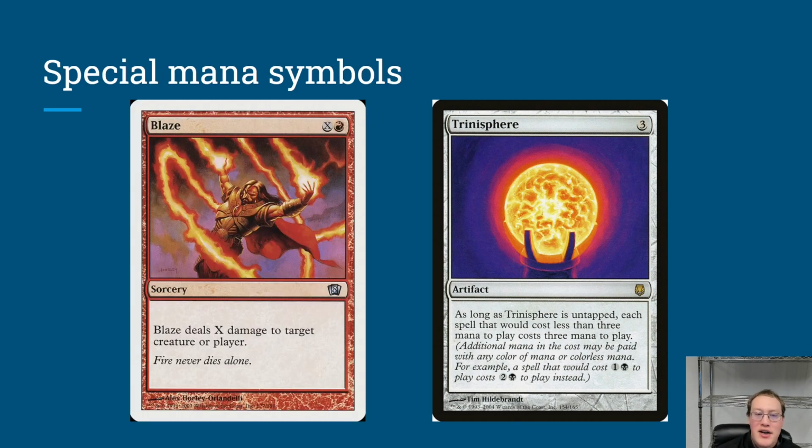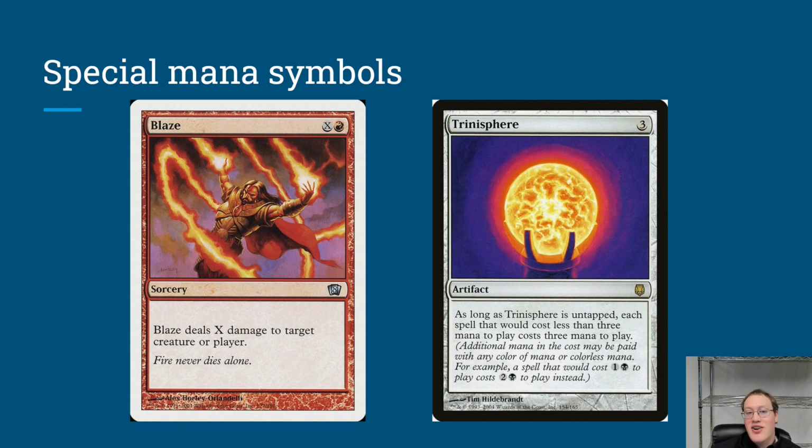Okay, and now we're ready for maybe what I'll call intermediate. The stuff we were talking about before is all related to the umbrella of how does Trinisphere work in general, and what counts and what doesn't count, so to speak. So with this, we're getting into some more interesting cases, I'm going to call it, and that's going to be some special mana symbols.